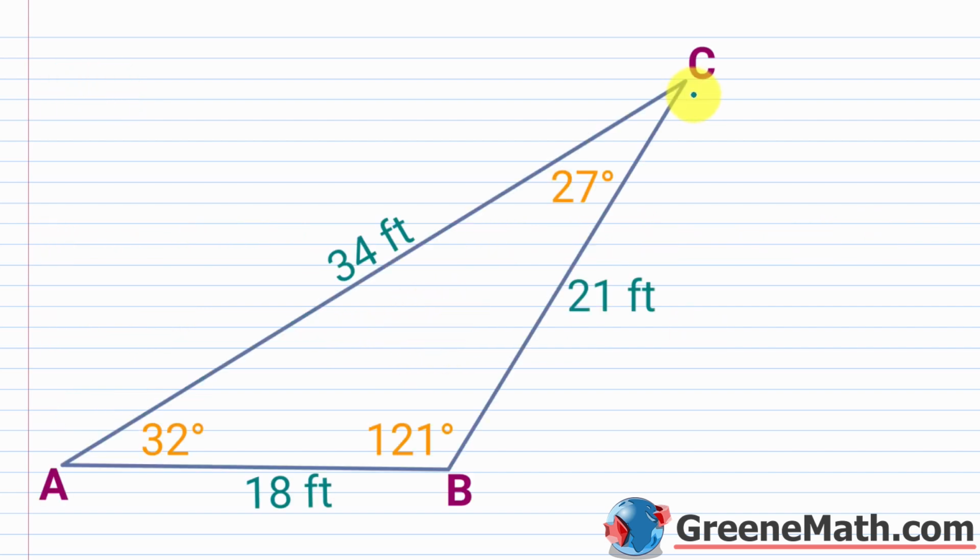Again, we were given that our angle B was 121 degrees. Then we estimated that our angle A was 32 degrees and our angle C was 27 degrees. We were given the length of side B was 34 feet and the length of side A was 21 feet. And then again, we estimated the length of side C to be about 18 feet.